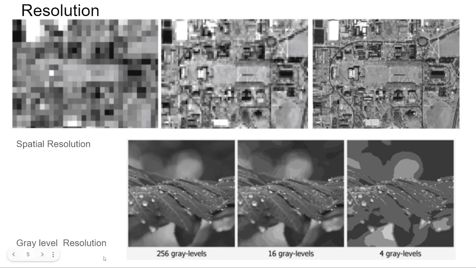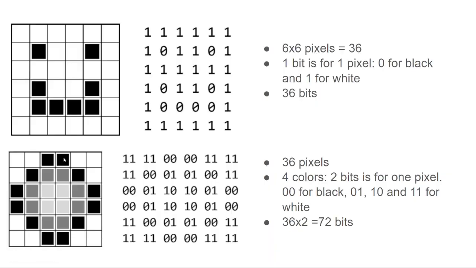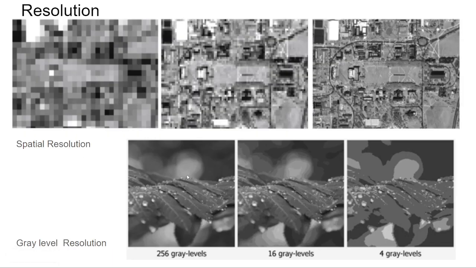Then comes gray level resolution. Spatial resolution relates to the number of pixels, but gray level resolution relates to the number of gray levels we are using. As in the previous slide, I have explained the second image. We used 4 intensity values: black, white, dark gray and light gray. So here we have 4 colors like that. The first image has 256 gray levels.